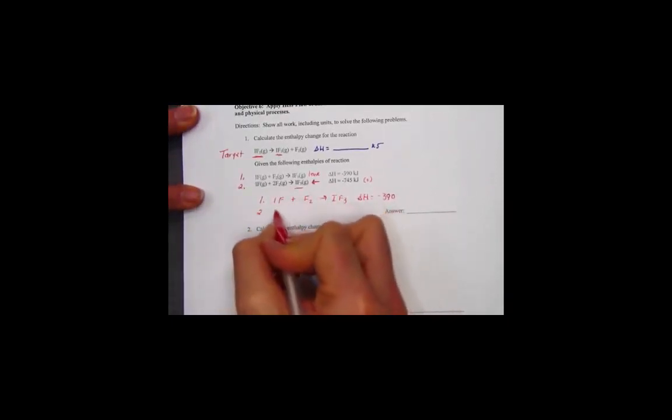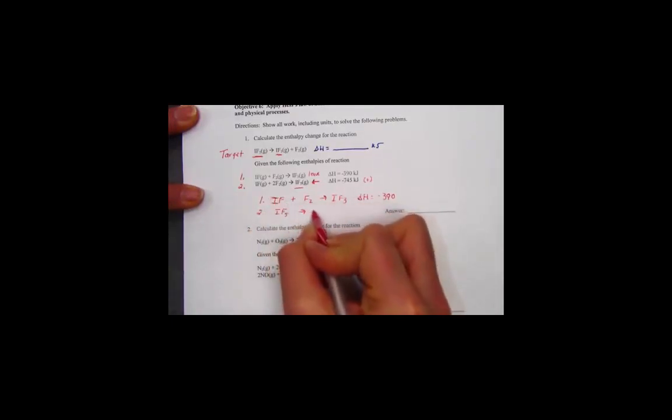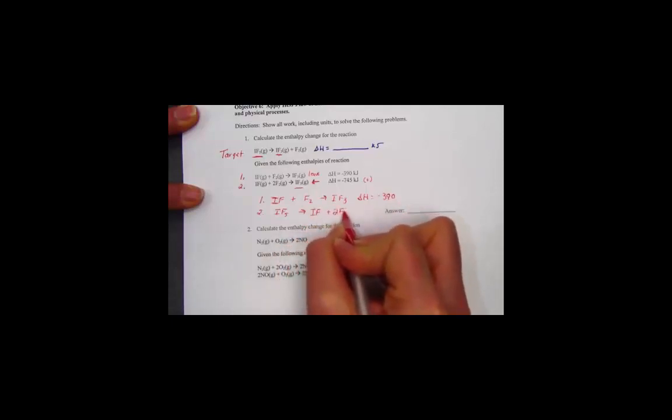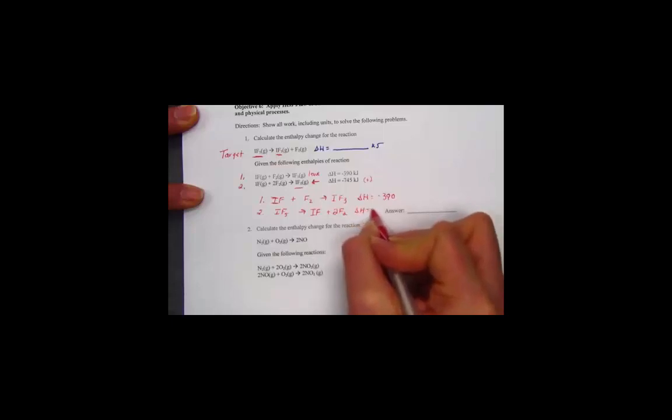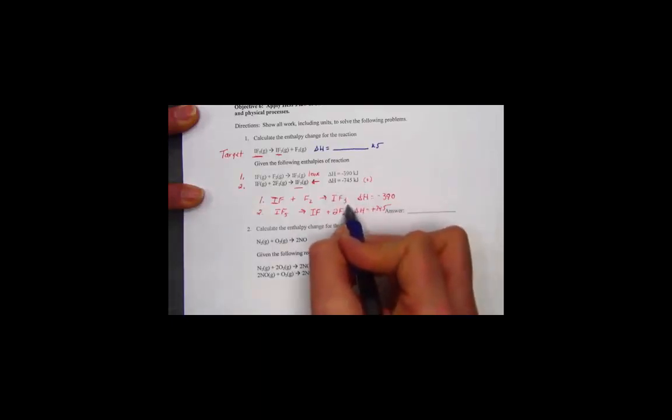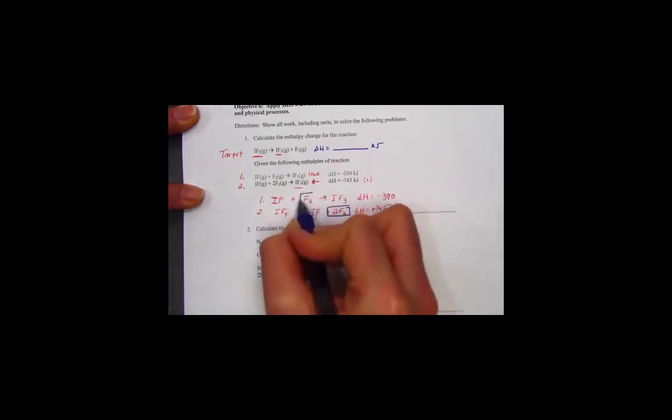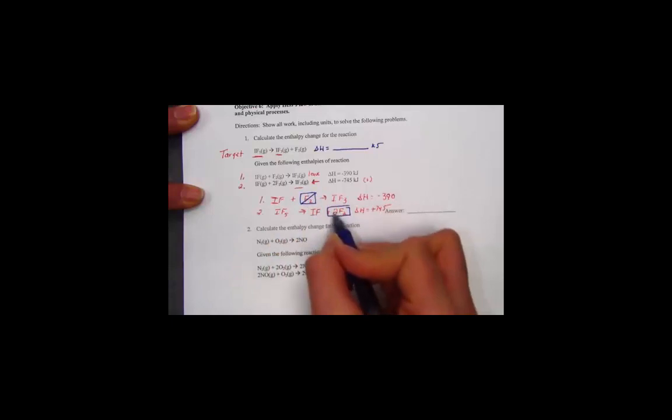When we rewrite that second equation, we'll flip its direction. IF5 now yields IF and 2 fluorines. Since we flipped the direction, the sign now is positive 745 kilojoules. I'm noticing here I can cancel out a fluorine, leaving me a net remainder of 1 fluorine on the product side of our second equation.